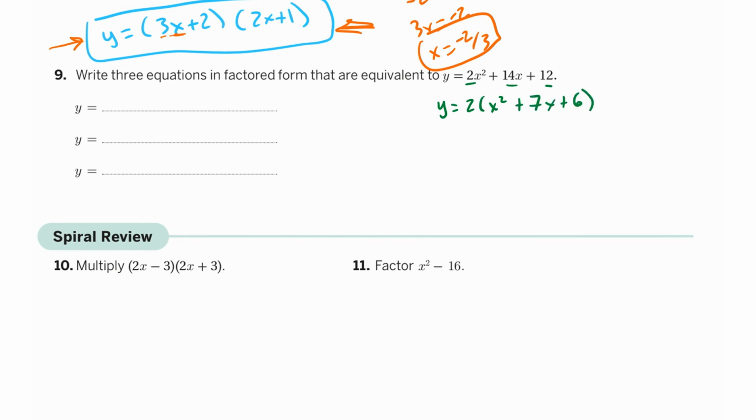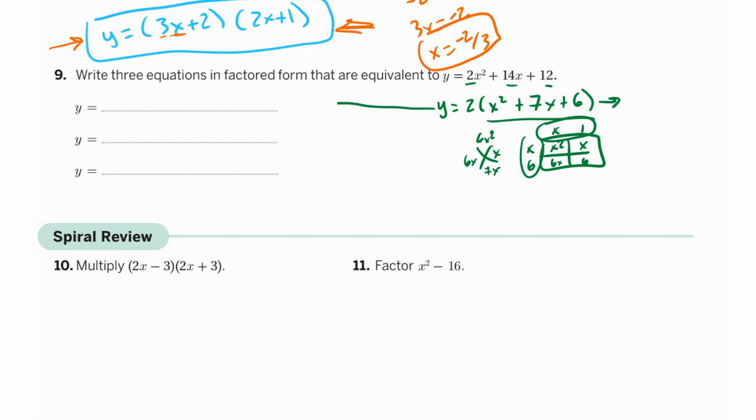And so now if I factored this part using my diamond and box, I got x squared, I got 6. Something that multiplies to 6x squared that adds to 7x would just be 6x and x, which means I'm going through this a little bit quicker just because I'm hoping that factoring is coming back to you. And when I factor it, I end up getting x plus 6 and x plus 1. So I end up getting y equals 2, because that 2 is still in the front, and then x plus 6, and then x plus 1. And so that's the first way that I could factor this, by using the greatest common factor first.